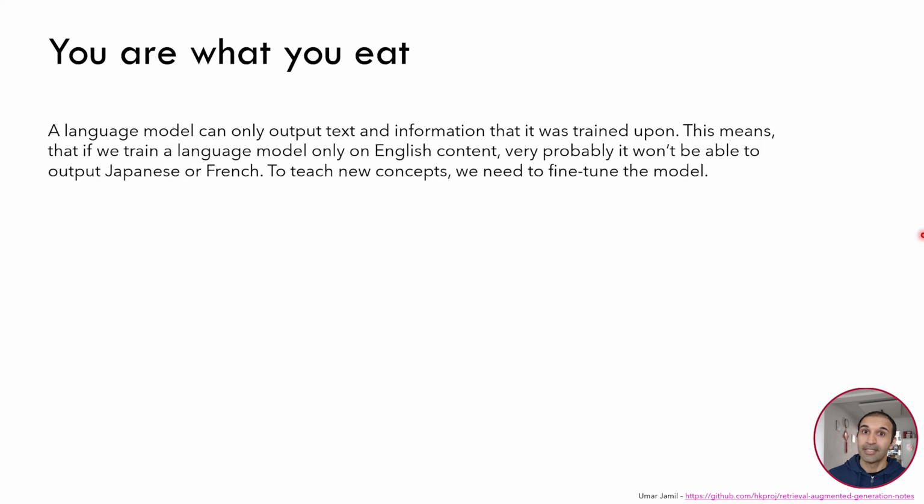You are what you eat. A language model can only output text and information it was trained upon. This means that if we train a language model only on English content, very probably it will not be able to output Japanese or French. To teach new concepts and new information to a language model, we need to fine-tune the model.